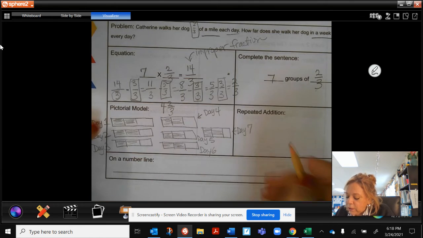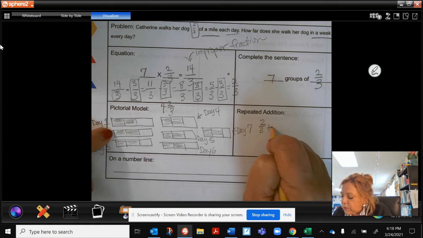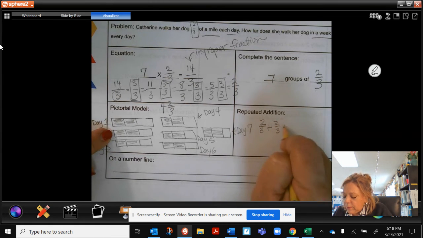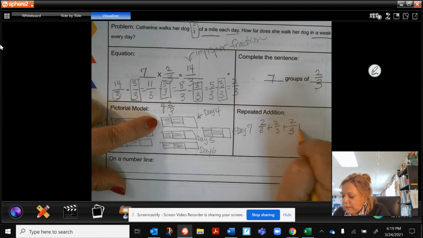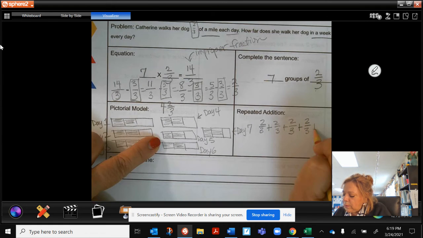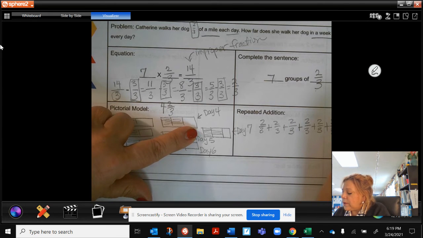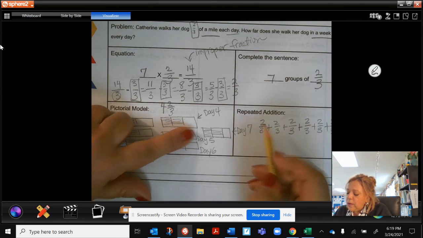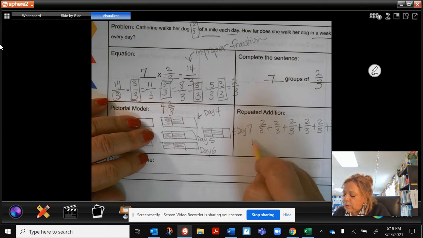So now repeated addition. This is 2/3 plus 2/3 plus 2/3. How many 2/3 am I going to write? Absolutely, a total of 7. It's 2/3 plus 2/3 plus 2/3 plus 2/3. And what does that equal to? 2, 4, 6, 8, 10, 12, 14 thirds.